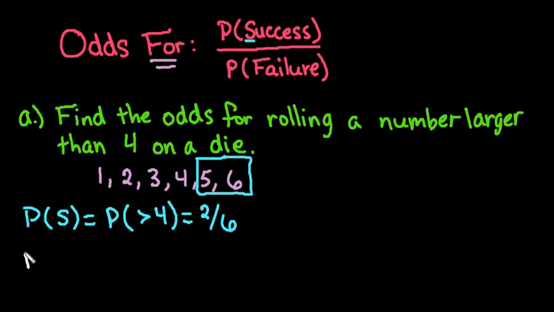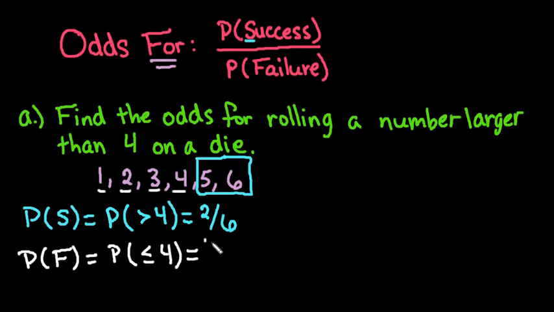We also have to find the probability of failure. In this case, the probability of failure would be the probability of rolling a number that is less than or equal to 4. We have 1, 2, 3, 4 numbers that are less than or equal to 4. So we have a 4 out of 6 probability.